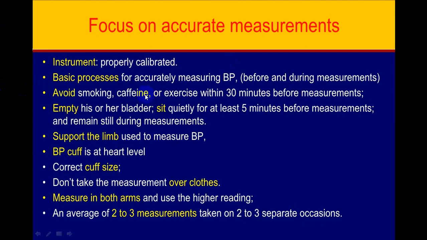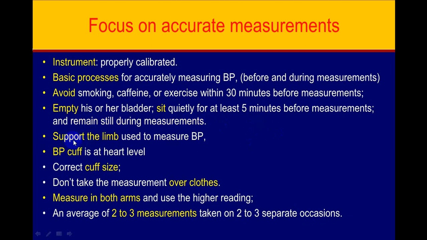Avoid smoking, caffeine like tea, coffee, and exercise for a minimum of 30 minutes before measuring a blood pressure. The person should empty out his bladder. Sit quietly for at least a minimum of 5 minutes before measurements, and during that particular time, should remain still during the measurements.